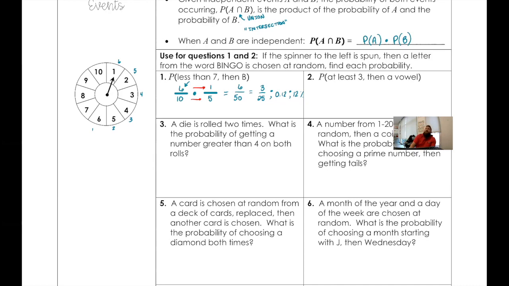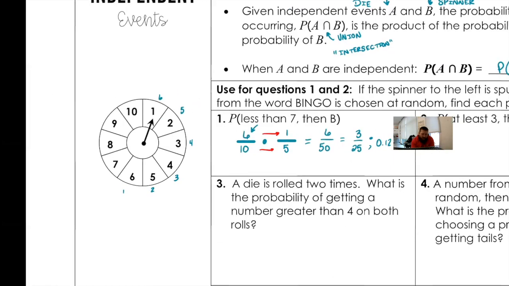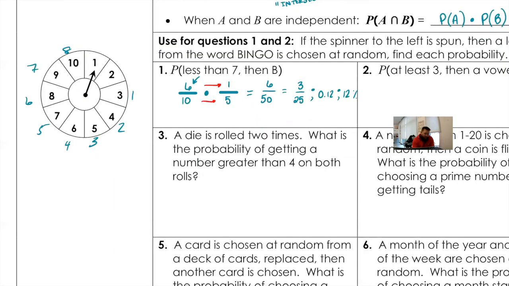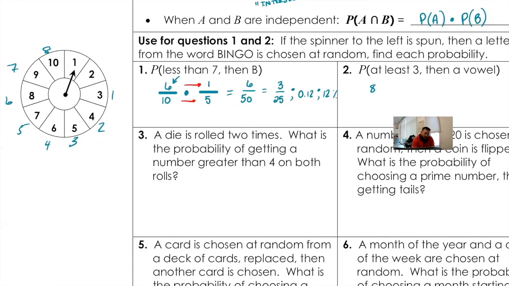Okay. So number 2, at least 3, and then a vowel. So at least 3 means we need all of our numbers to be greater than or equal to 3. Let's go ahead and erase the wheel. That's pretty satisfying right there. So 1, 2, 3, 4, 5, 6, 7, 8 possible outcomes there because at least means 3 can be included. So now we've got 8 out of 10 for our first simple probability, and then because we want both of them to happen, we're going to multiply.